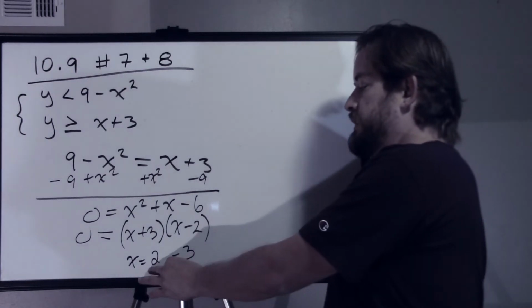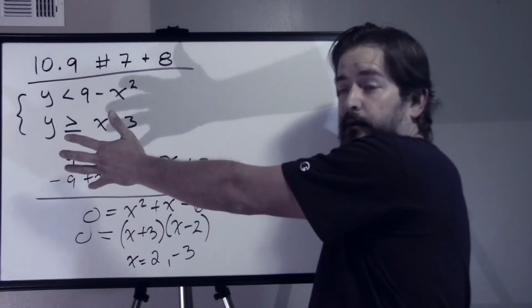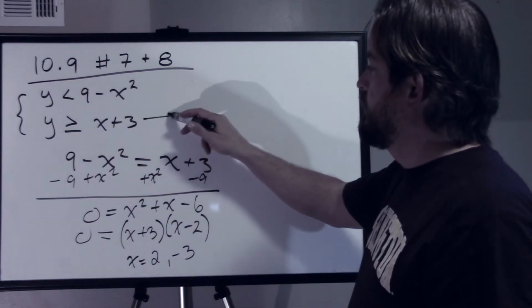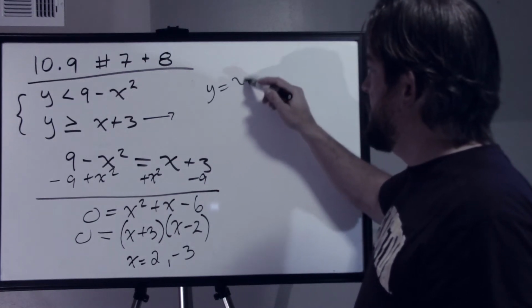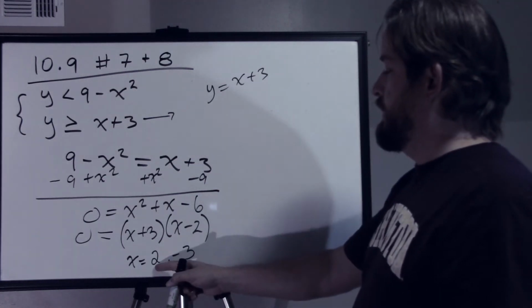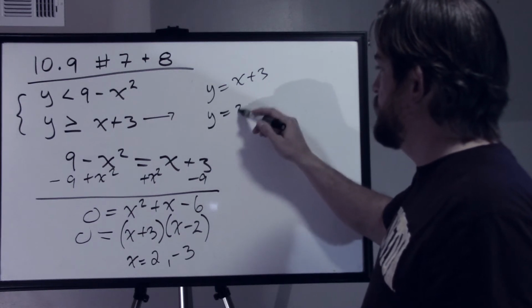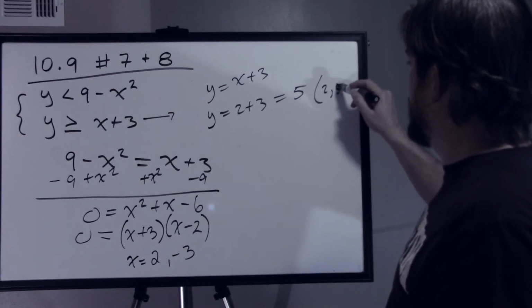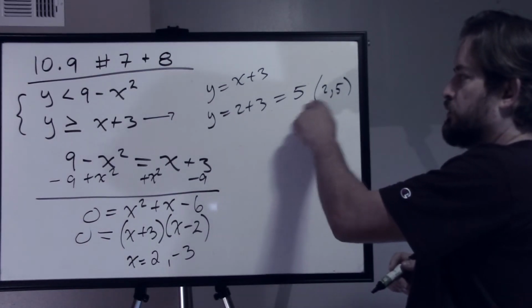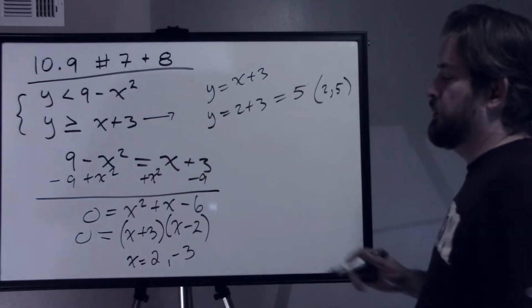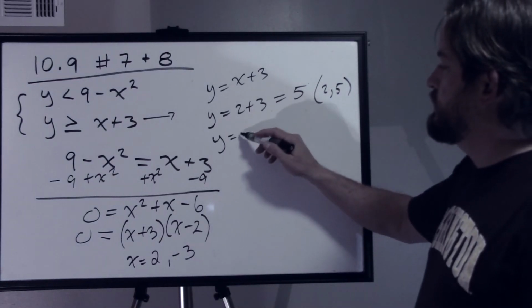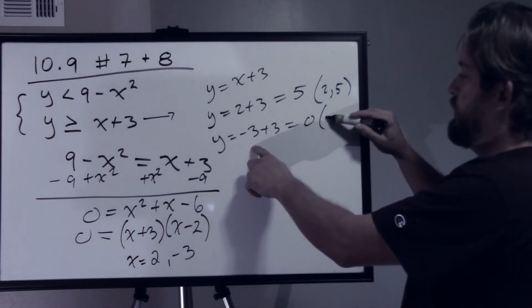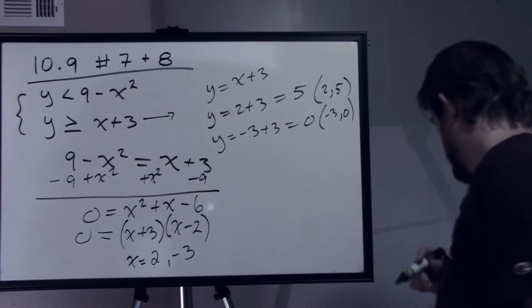And then all I have to do is plug these back into one or the other, it doesn't matter, plug it into the boundary of this. So I'm going to plug it into y equals, say, x plus 3. I'm going to say x is 2, so that gives me 2 plus 3 is 5, giving me the point 2, 5. When I plugged in a 2 for x, I got a 5 for y, so that's 2, 5. And the other one I'm going to plug in a -3, so that's y equals -3 plus 3, but that's 0. So that gives me the point -3, 0.